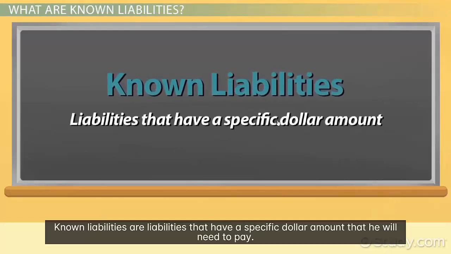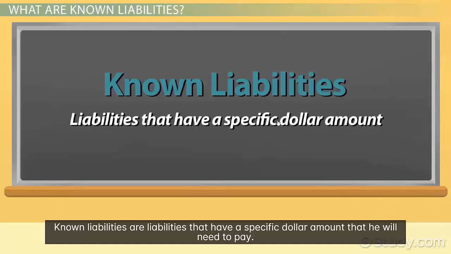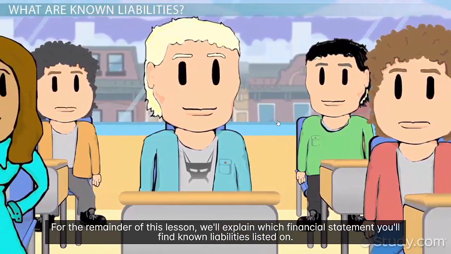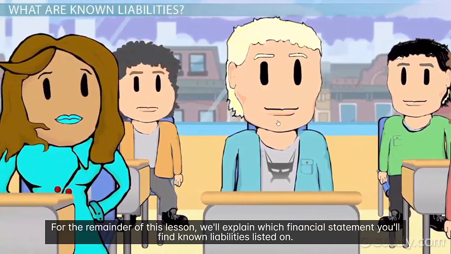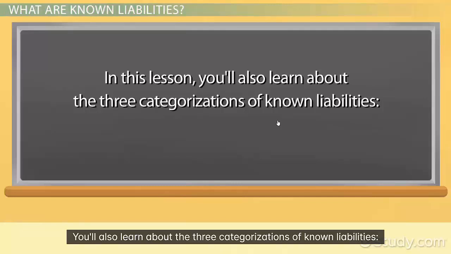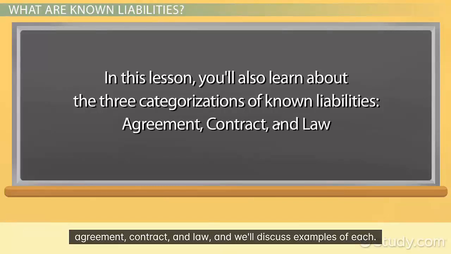Known liabilities are liabilities that have a specific dollar amount that he will need to pay. These types of liabilities are created by agreement, contract, or law. For the remainder of this lesson, we'll explain which financial statement you'll find known liabilities listed on. You'll also learn about the three categorizations of known liabilities: agreement, contract, and law, and we'll discuss examples of each.